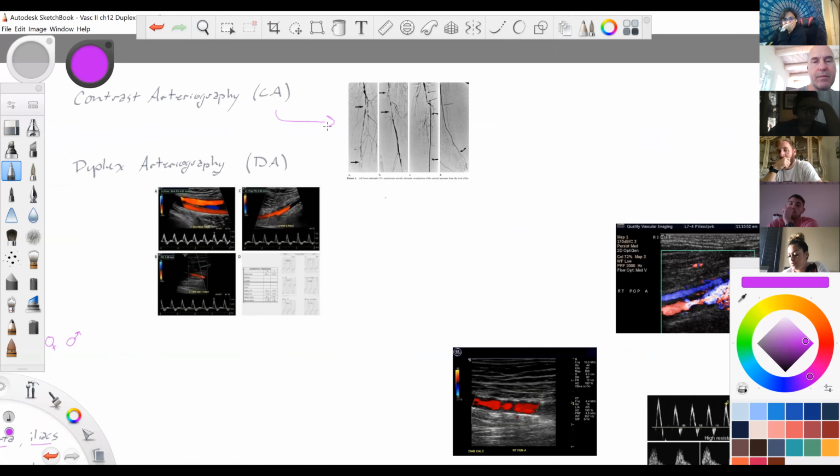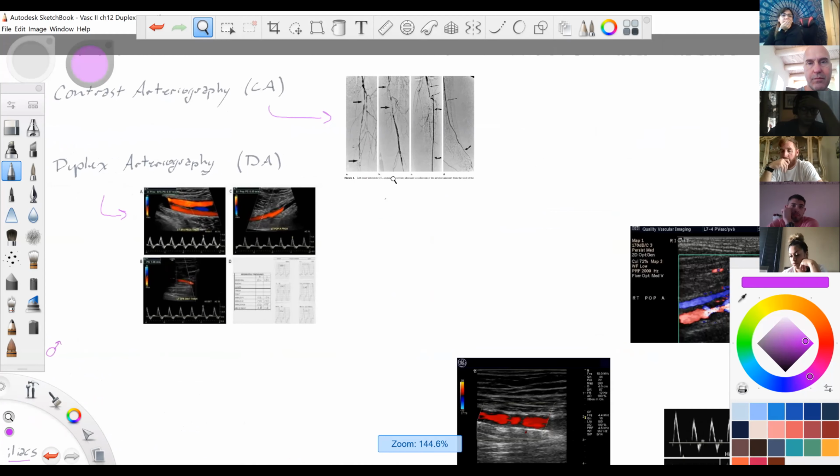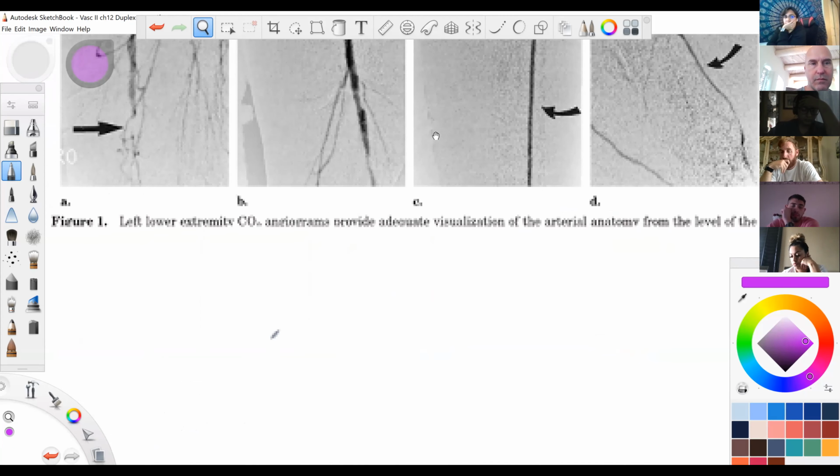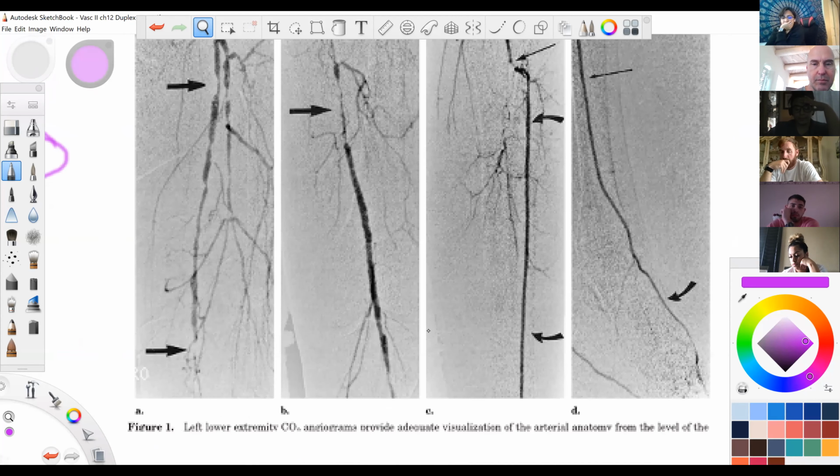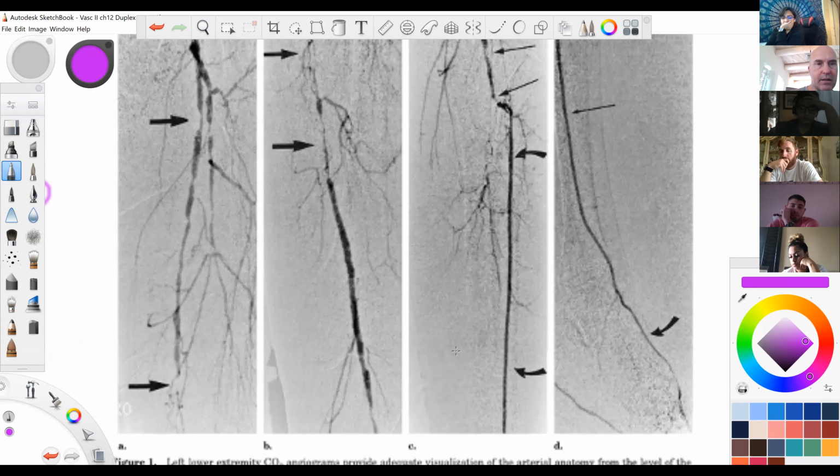contrast arteriography versus what we do, duplex. Go in a little closer here. This picture is okay. But we can see clearly there's something going on right there and right there. Let's see, so that's, oh, this is actually, oh, I love this. I love this.